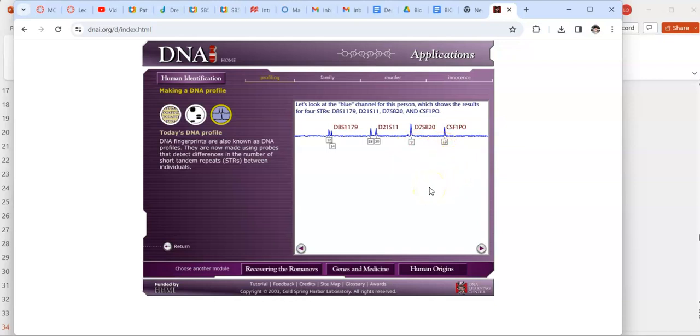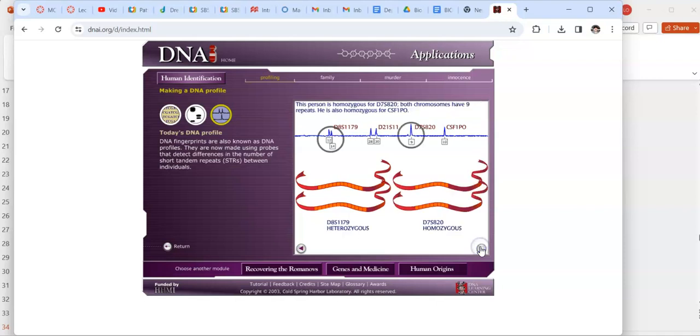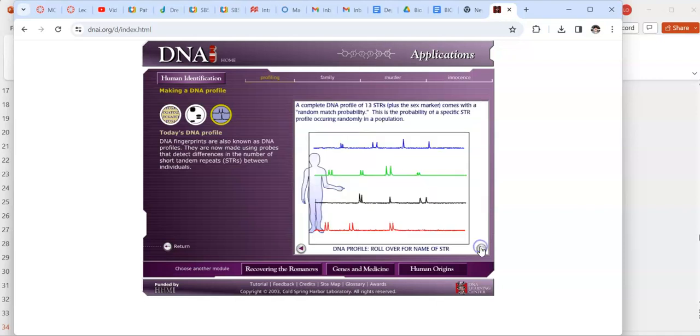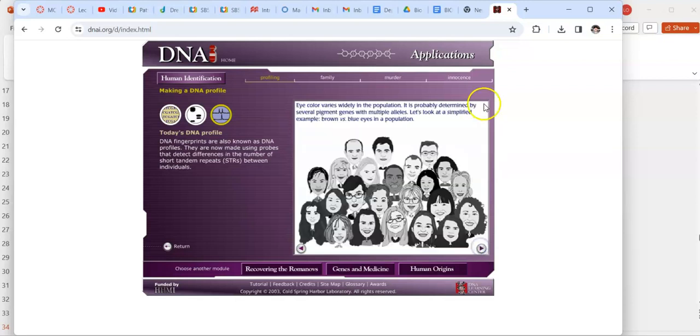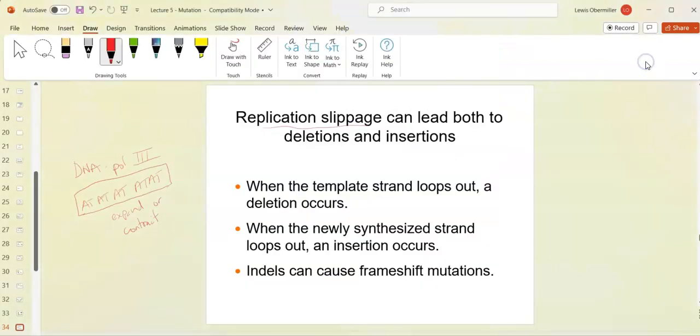So if you have 13 of these, you get a pretty good picture of whose DNA that belongs to, who was at the crime scene, who the baby's daddy is, that sort of stuff. All right. So anyway, that's how we can use replication slippage.